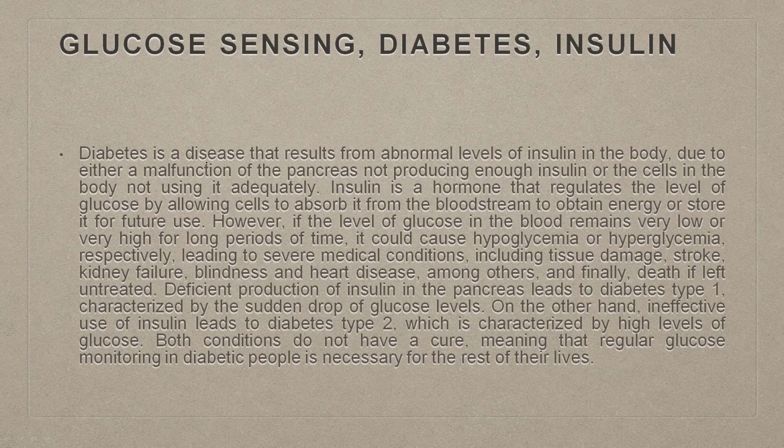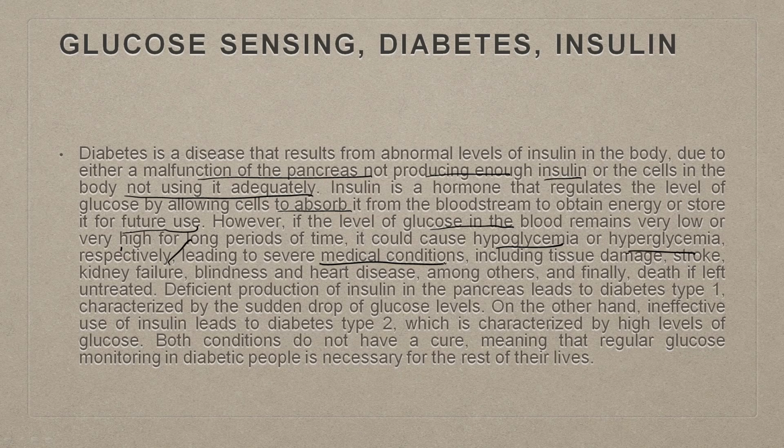We have already talked about diabetes as a disease that results from an abnormal level of insulin in the body, due to either malfunction of the pancreas not producing enough insulin, or the cells in the body not using it adequately. Insulin is a hormone, as we have already discussed, that regulates the level of glucose by allowing cells to absorb it from the bloodstream to obtain energy or store it for future use. However, if the level of glucose in the blood remains very low or very high for a long period of time, it could cause hypoglycemia or hyperglycemia respectively, leading to severe medical conditions.